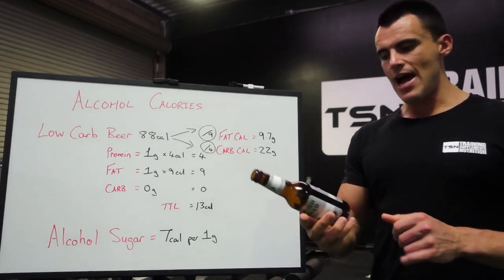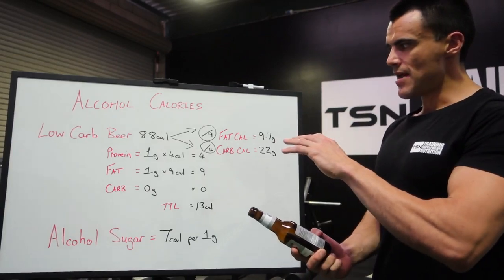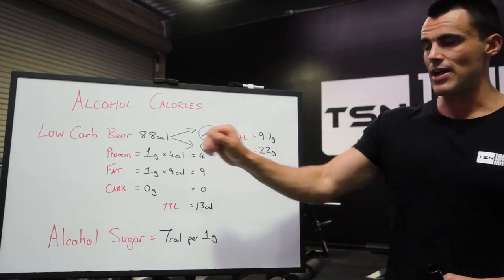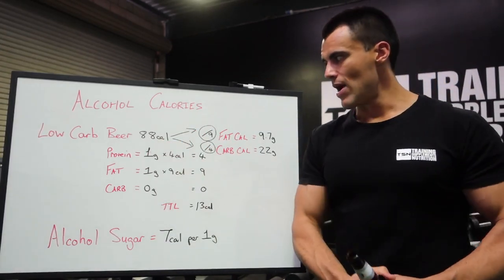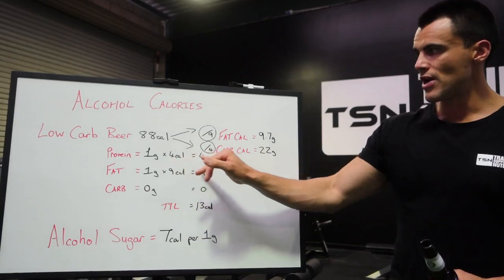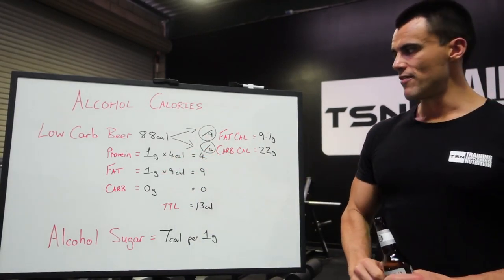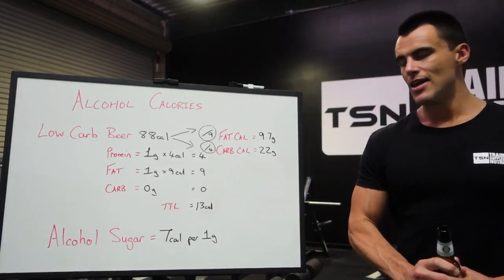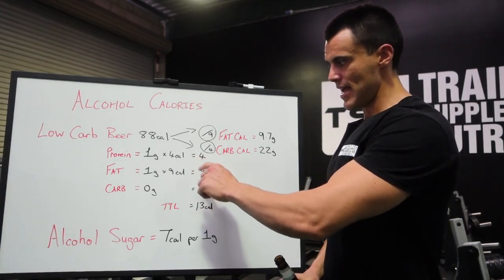And if we're looking at the labeling guidelines here, there's a little bit of a gap which I'll explain in a minute. Now, a low-carb beer, it says it's got 88 calories. On the nutritional panel, it says it's got 1 gram of protein, which there's 4 calories in the gram of protein. So we're going to put that over on the calorie side there. It says it's got 1 gram of fat. So there's 9 calories in a gram of fat. So there's your 9 calories there.